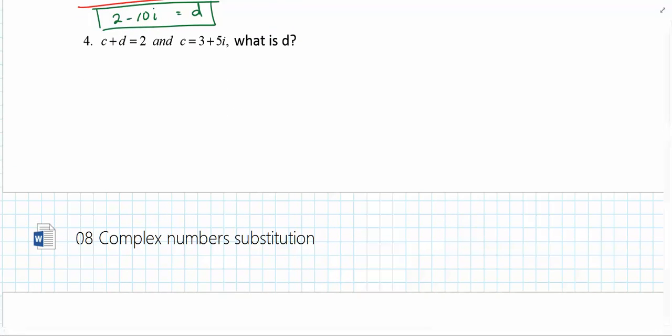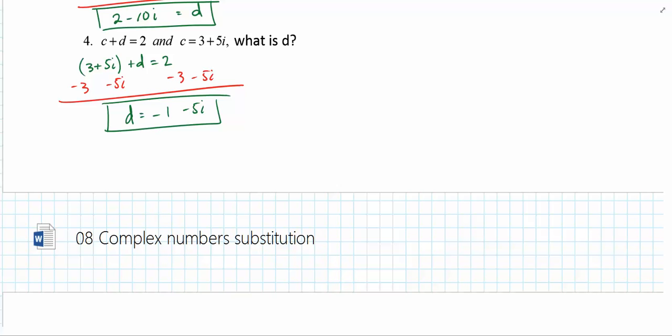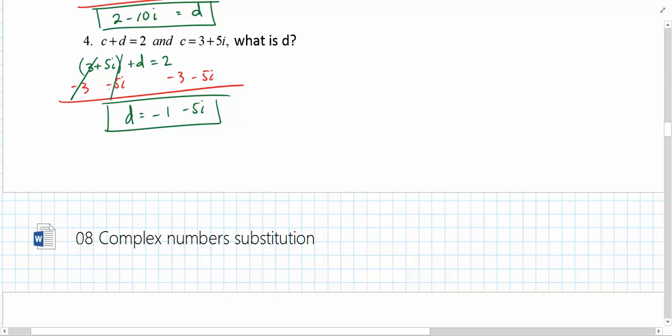Try number 4 as well. In essentially one step, we found that d is equal to negative 1 minus 5i. We subtracted 3 from both sides of the equation to achieve that cancelization, and we also subtracted 5i from both sides of the equation to achieve this cancelization. We're left with d by itself equal to negative 1 minus 5i.